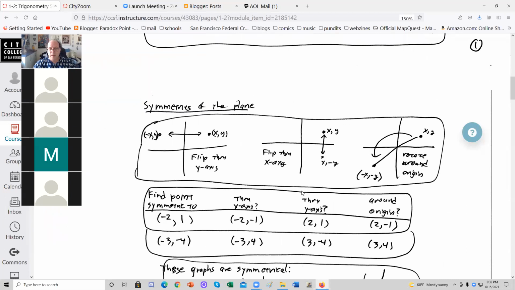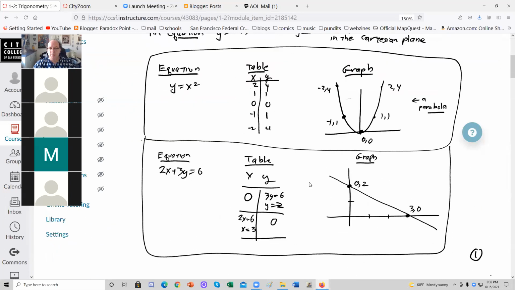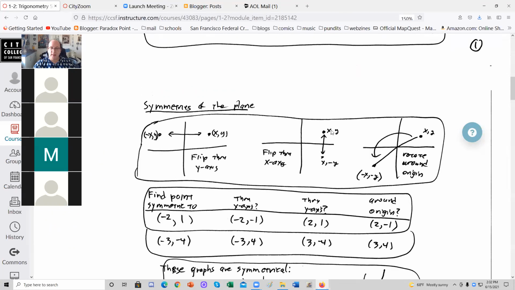Okay. Now, if you're going to graph something, there may be symmetries. For example, this graph, if you flip it left for right, you get the same graph. That says it's symmetrical across the y-axis. There's also symmetry through the x-axis if x by y is on the graph and x by negative y is on the graph. There's also rotating around the origin. If x by y is on the graph, then negative x by negative y is on the graph. So these are various kinds of symmetries.